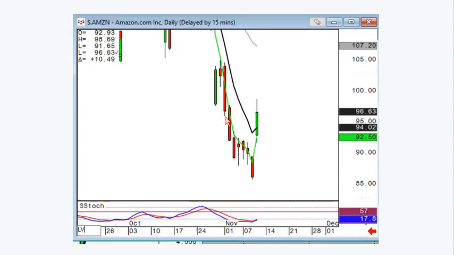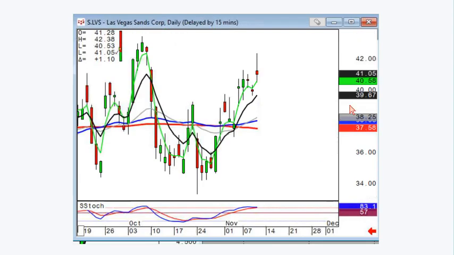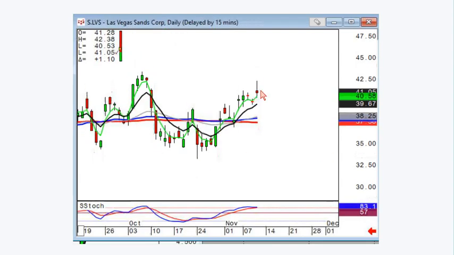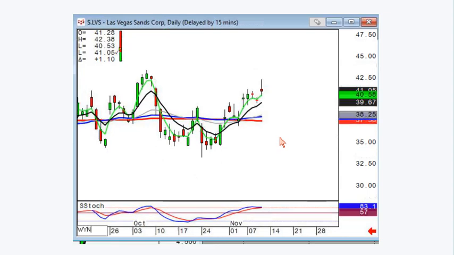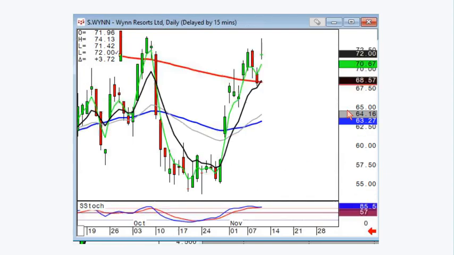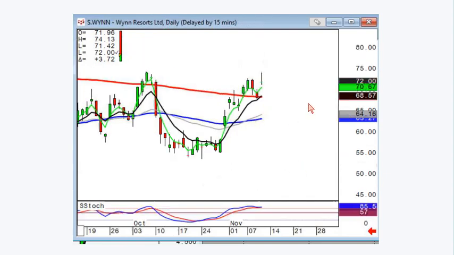Las Vegas Sands. You can see that it's not very decisive, even though it's in an uptrend. So you stay long, you just keep your safety stop below the T-line. Kind of the same scenario on WIN.